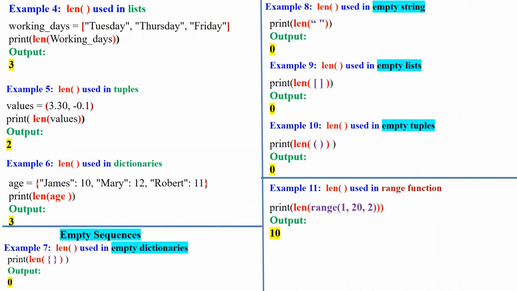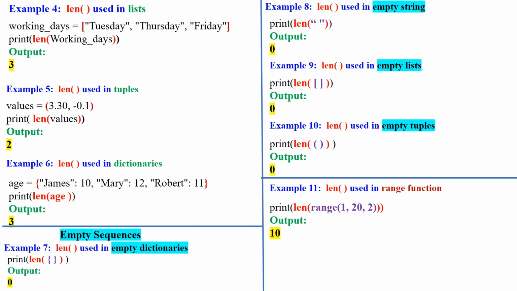A sequence is a container with ordered items. Lists, tuples, and strings are 3 of the basic built-in sequences in Python. You can find the length of a sequence by calling the len function. In example 4, the len function is used in lists. The list's items, Tuesday, Thursday and Friday, are enclosed in square brackets. So, output of len of working_days is 3.